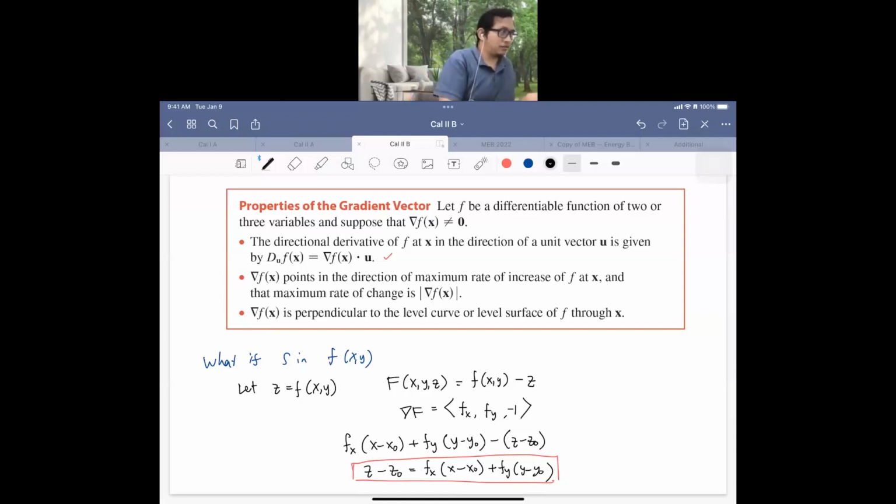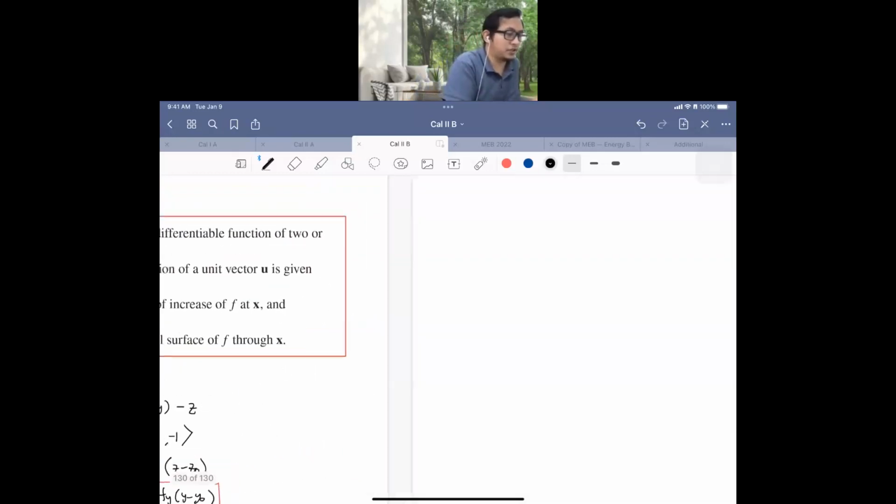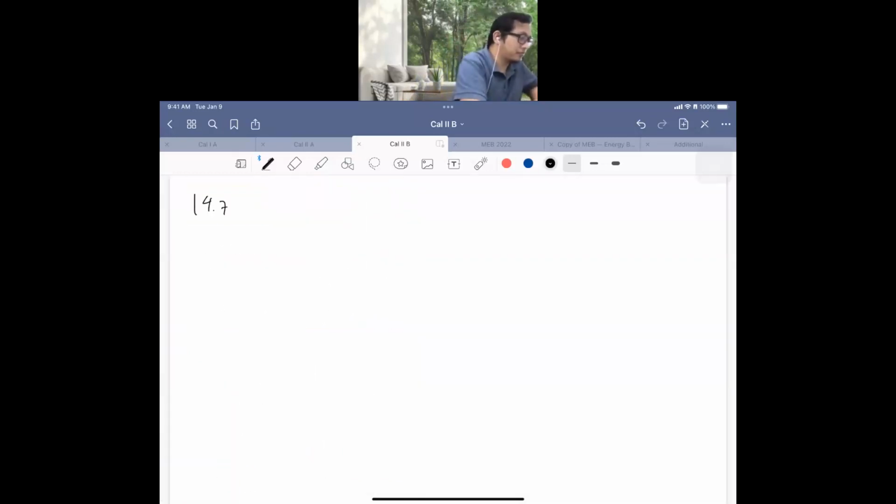Okay, now the next section will be about the maximum and minimum values of functions of three dimensions, on the partial derivatives. How do we find the maximum value and minimum value, and are there any critical points like the ones that we have in Calculus 1? So we are going to explore this in 14.7, max and min values.